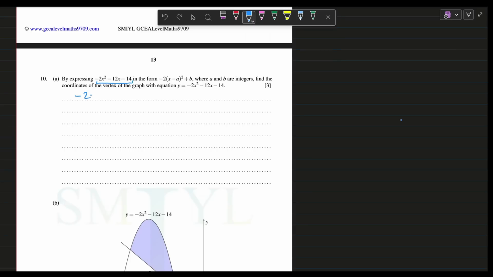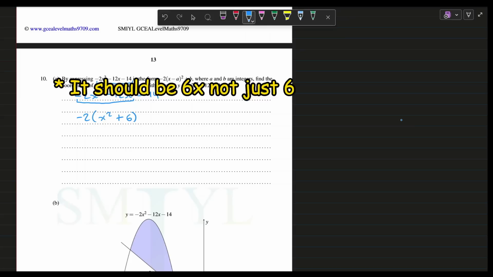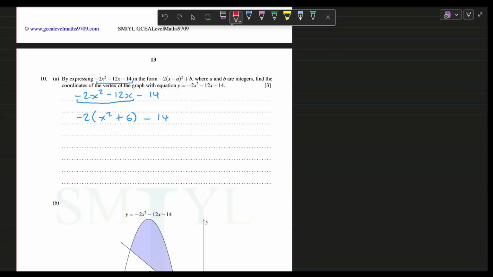So we've got negative 2x squared minus 12x minus 14. So I'm going to factor out a negative 2 from the first two terms. So that's negative 2 times x squared, be careful with the sign, it's going to be plus 6x, minus 14. And now we want to complete the square for x squared plus 6x. So it's going to be negative 2, and then we complete the square. So divide 6 by 2. It's (x plus 3) squared minus our 3 squared, so minus 9. Alright, and then we've got minus 14.